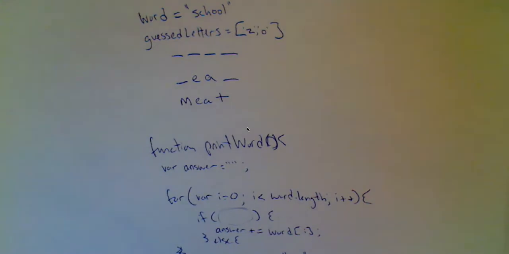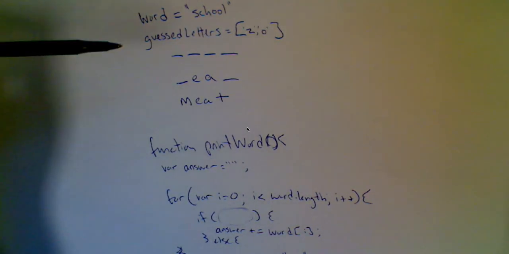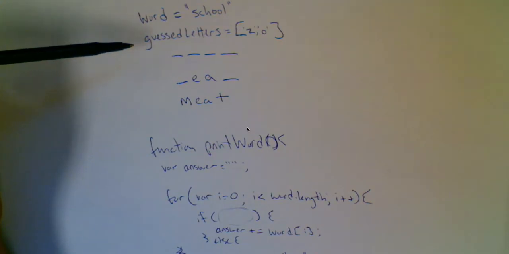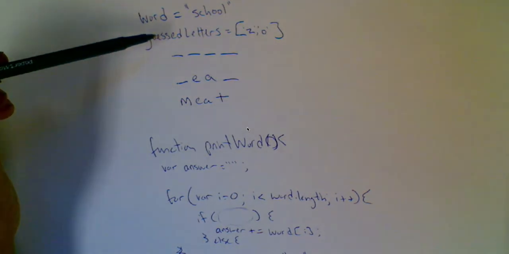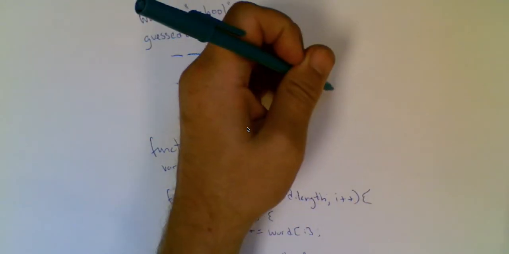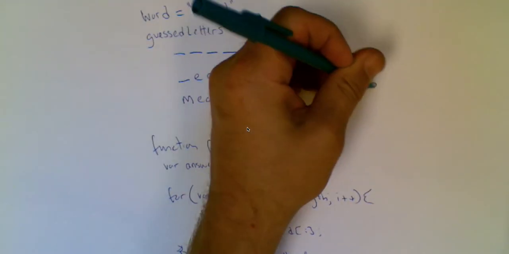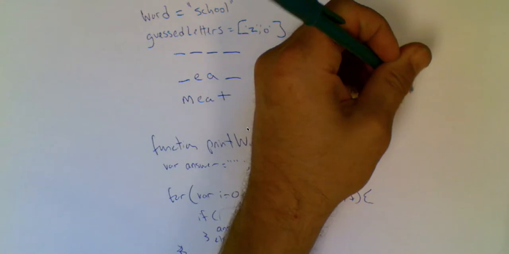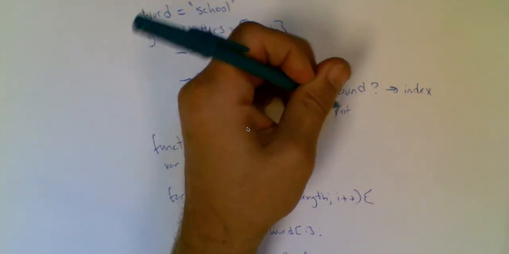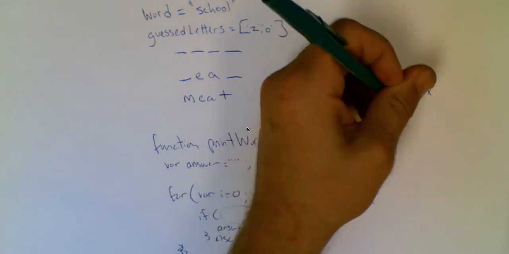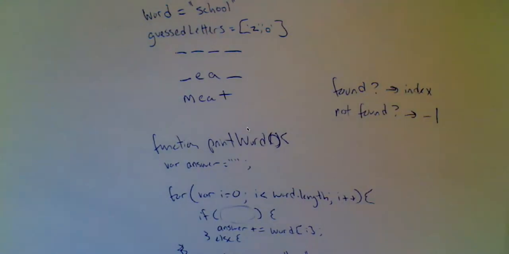So I'm not going to write this out for you because I want you to figure it out. But indexOf, if guessed letters dot indexOf word of i, if word of i is in guessed letters, then that indexOf is going to return the index where it was found. However, if the letter that we're on was not found, it's going to return -1.